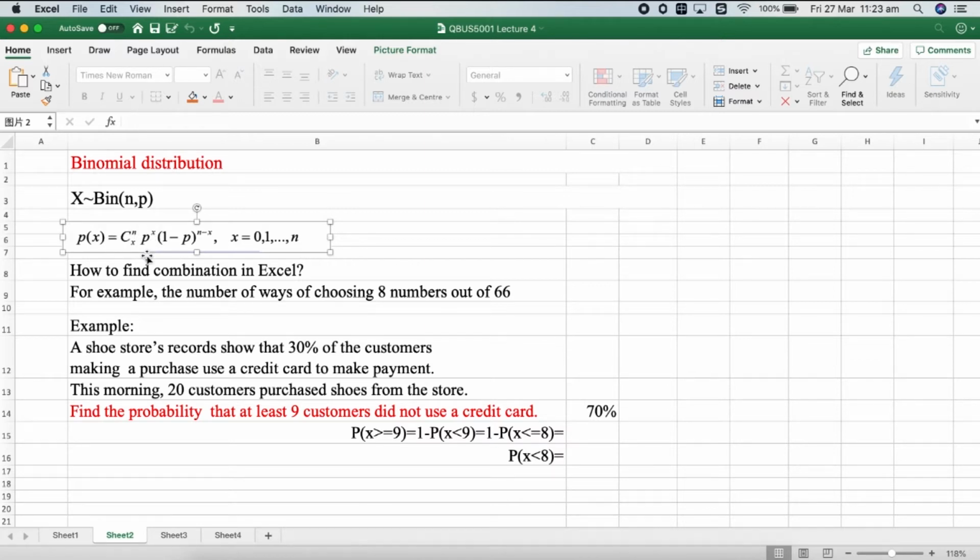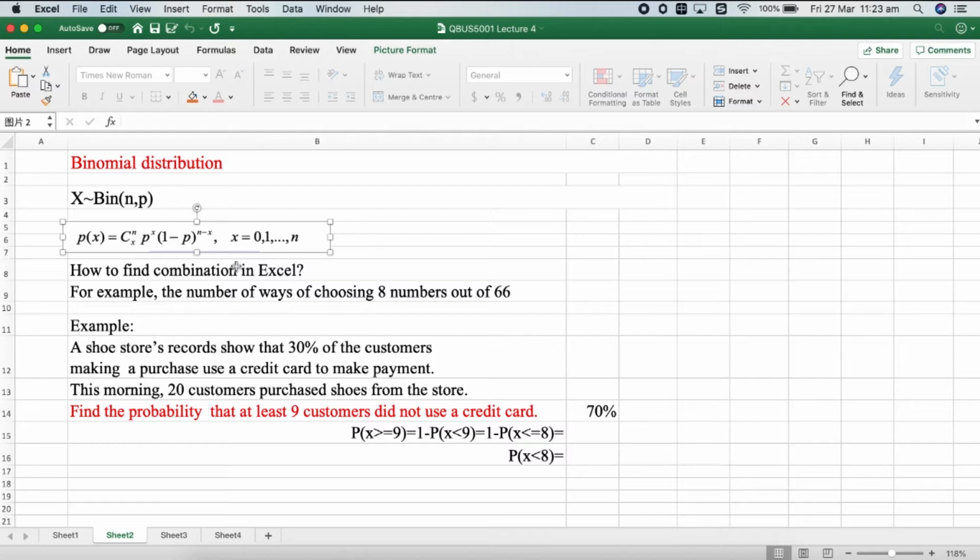In this formula, the C(n, x) is the combination. It means the number of ways of choosing x items out of n items. So the n must be bigger than x.